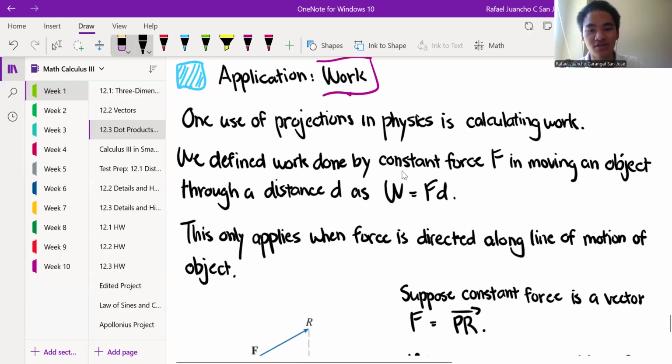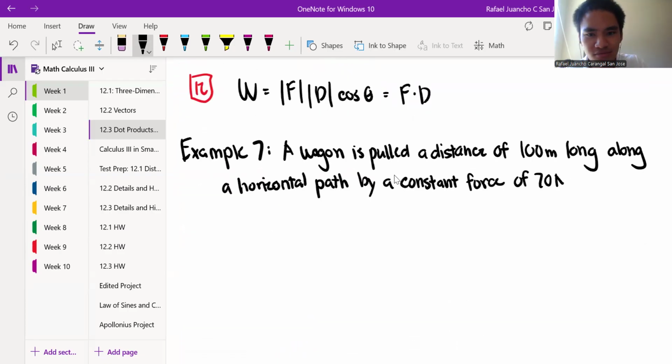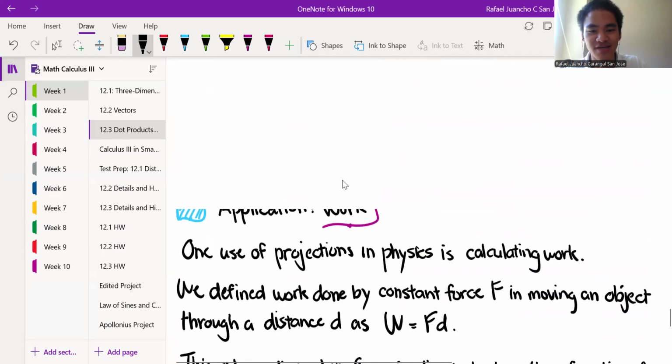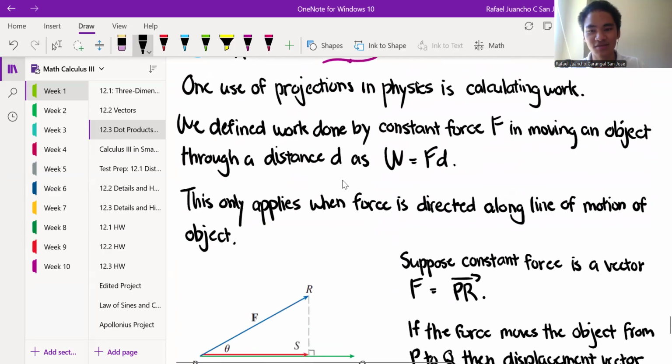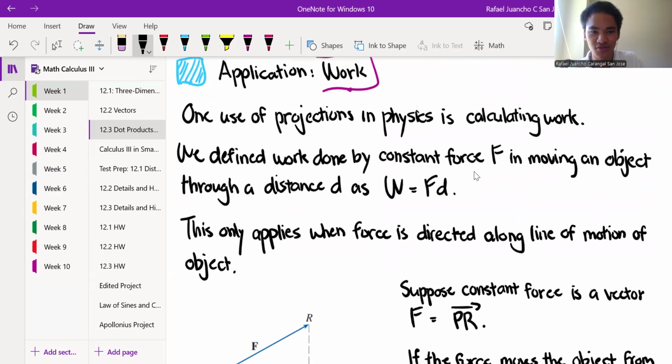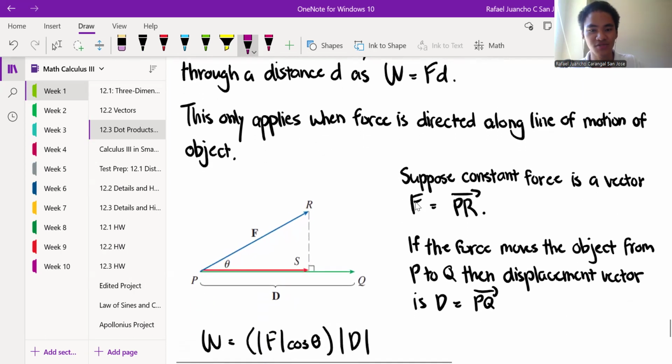And we defined work done by a constant force F. F means force. That's basically what it is. In moving an object through a distance d. And so this equation here states that the constant force F times the distance d is equal to its work. And well, this only applies when force is directed along the line of motion of the object.